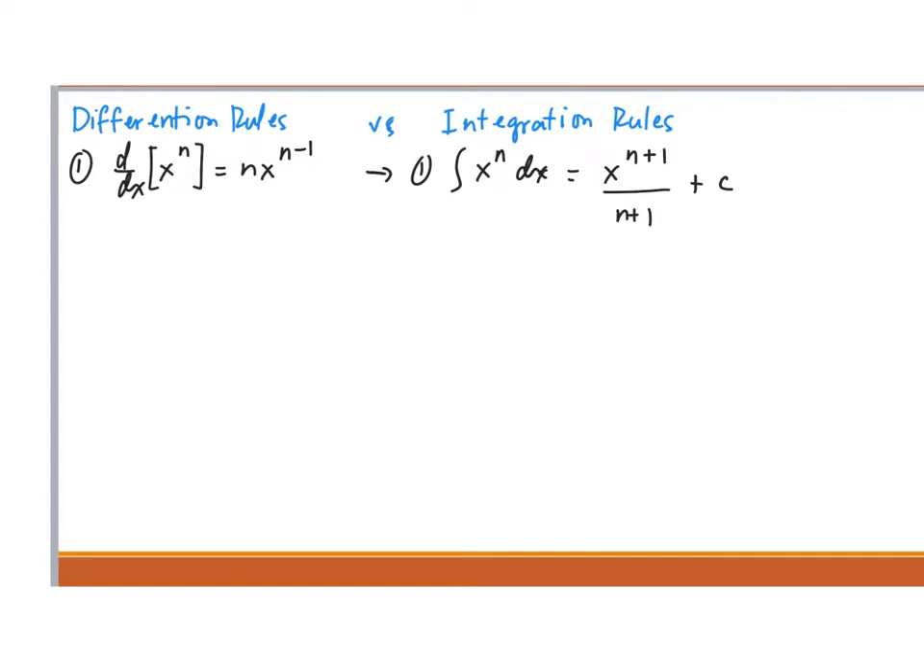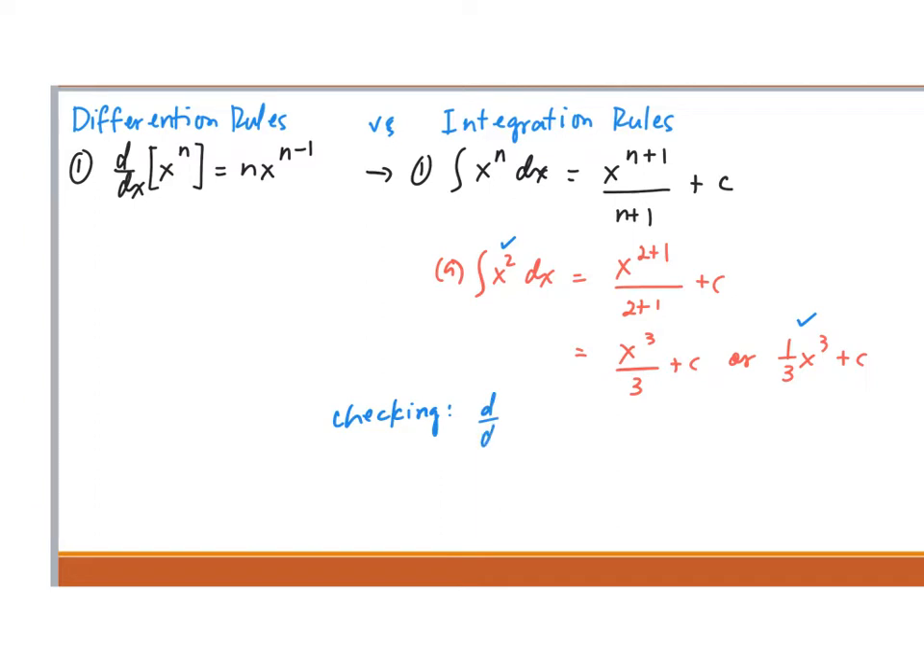Let's take some examples. So to find the integral with respect to x of x squared using this formula, it will then be x to the power of 2 plus 1 over 2 plus 1 plus c, which is just x cubed over 3 plus c, which you could write as 1/3 x cubed plus c. Now, to check if our answer is correct, when we find the derivative of 1/3 x cubed, we should get x squared. So let's do it.